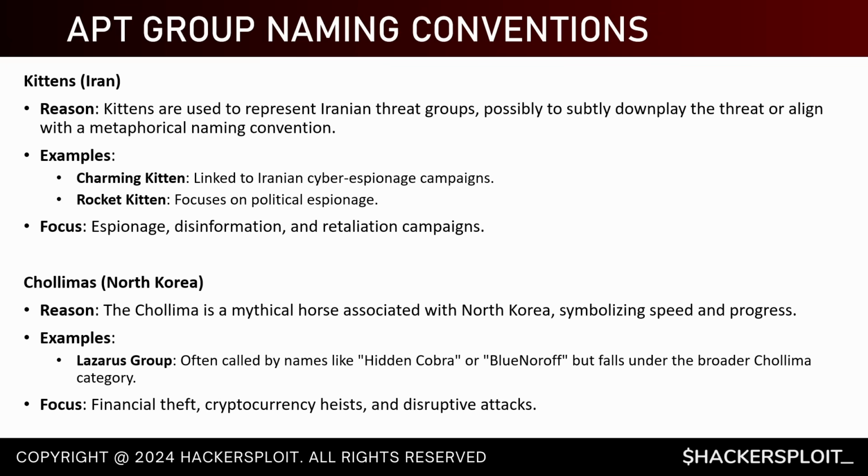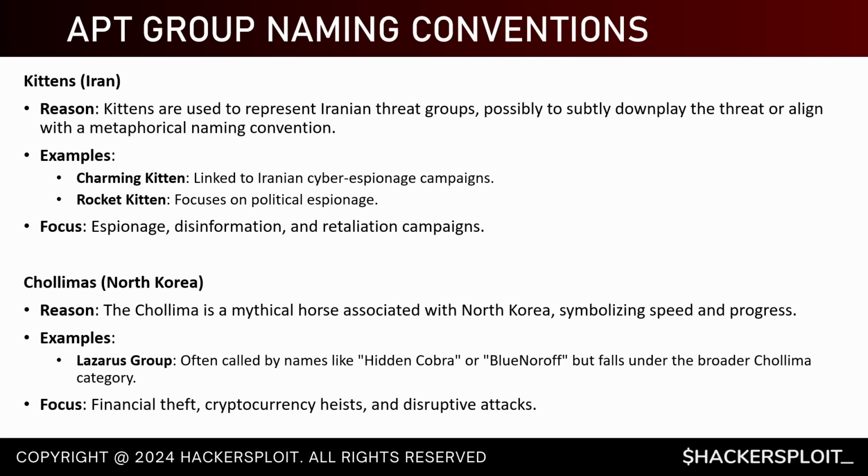Their primary focus, again, for Iranian groups, has been known to be espionage, disinformation, quite famously, and retaliation campaigns. And then you have your Kolimas. These are North Korean groups. The reason for this is the Kolima is a mythical horse associated with North Korea, symbolizing speed and progress.